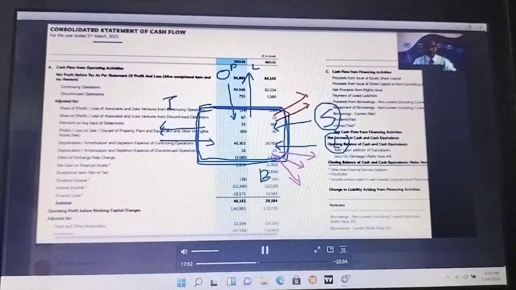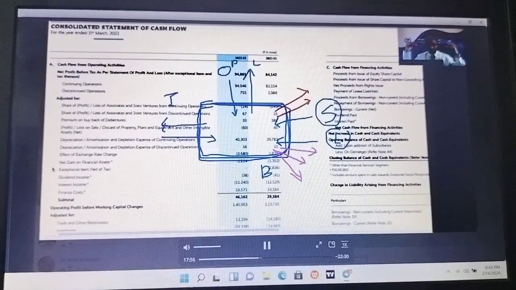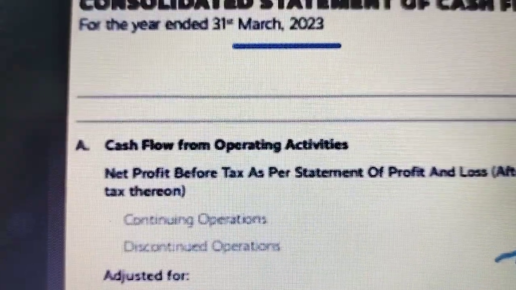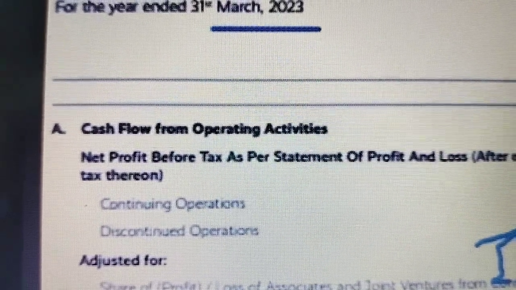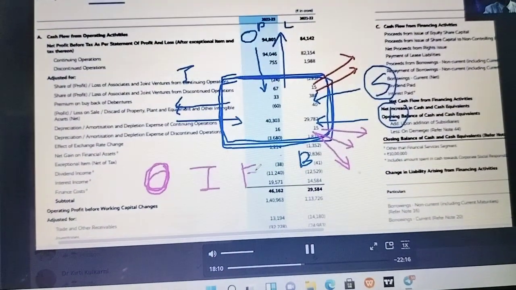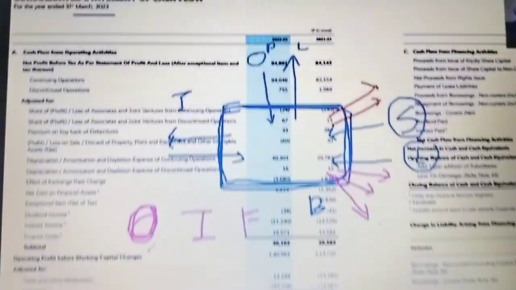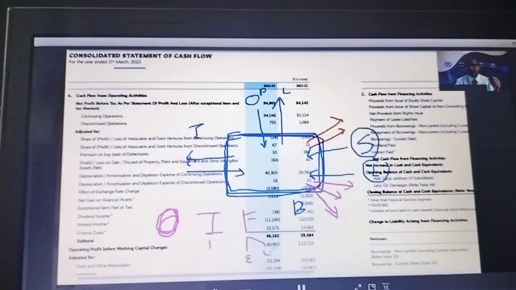So this is a cash flow statement. How to read it? Write down this image: cash in, cash out. There are three main headings. One is operating activities, the business activity. Second is investing activity. And third is financing activity. Operating activity is incoming and outgoing, it's the profit and loss. Investing is asset buying and selling. Financing has two headings: one is equity, that is shares, and one is liability.